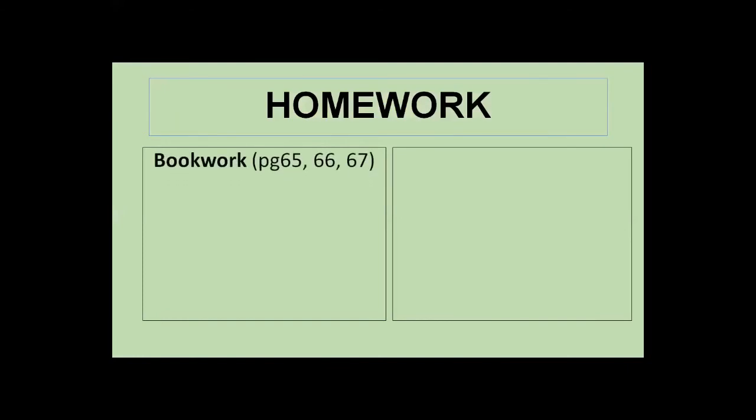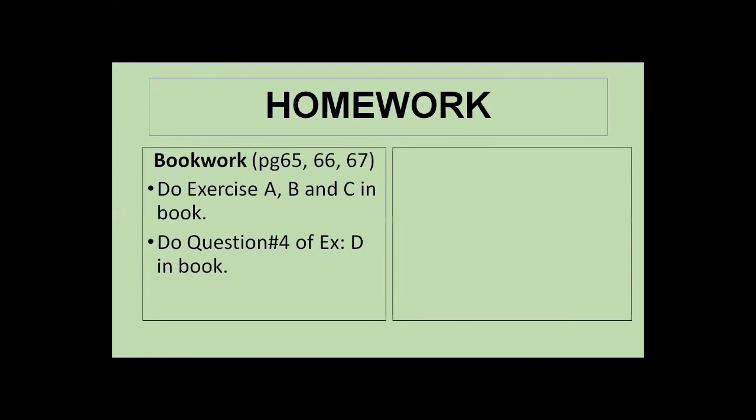Book work: page numbers 65 and 67 in the book. Do exercise A, B and C in the book and do question number 4 of exercise D. What are exercises A, B and C in the book? Open page number 65. Exercise A is column matching. I hope you all will do it very easily. And the fill in the blanks, there are 10 blanks present. And exercise C is circle the correct answer, the MCQs.